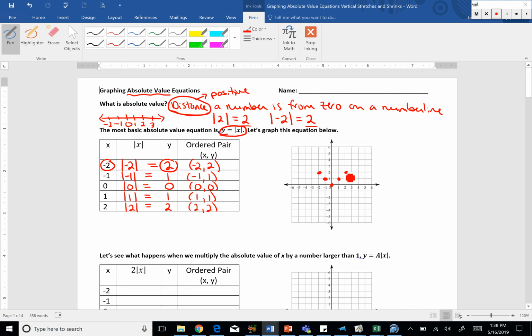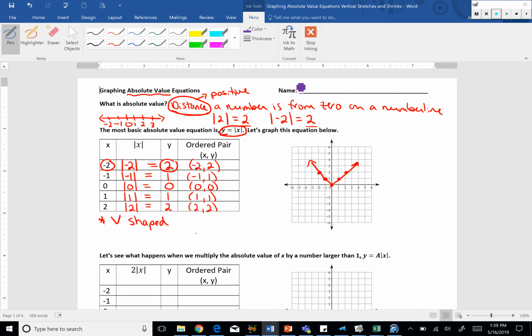What kind of shape did we make? We made a V. Are the two sides of the V straight? Yeah. The two sides of the V are straight. So we have a V shape. So when you go to graph absolute value, you know you need a V shape. If you try to graph absolute value and you come up with just a straight line, or maybe something that's a little curvier or things like that, if you don't get a V shape, you know you did something wrong.